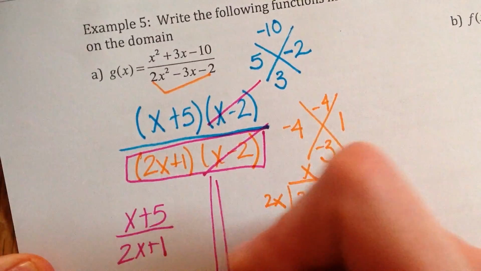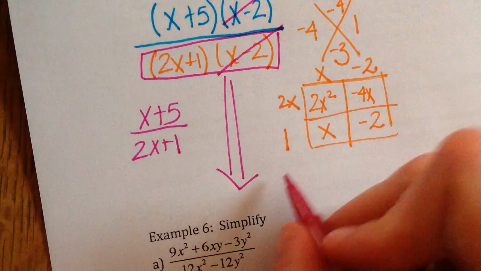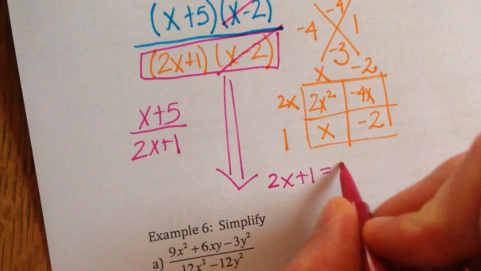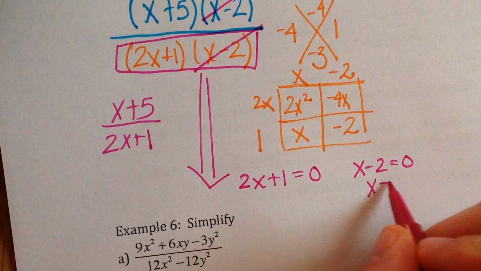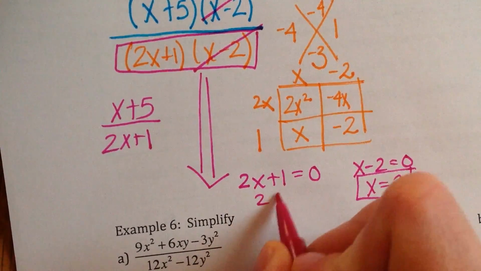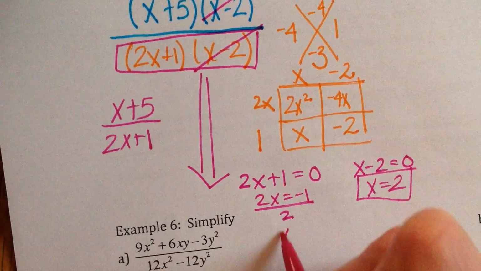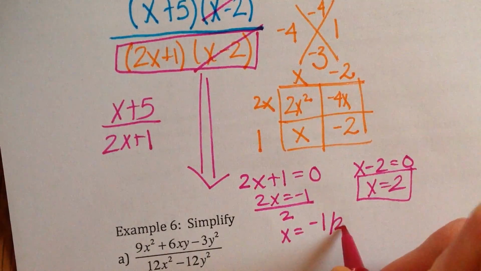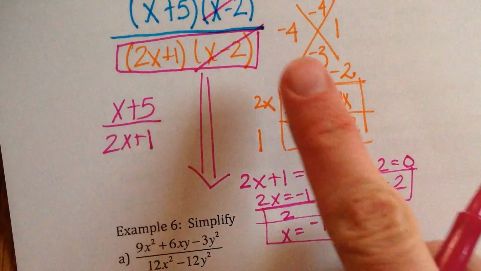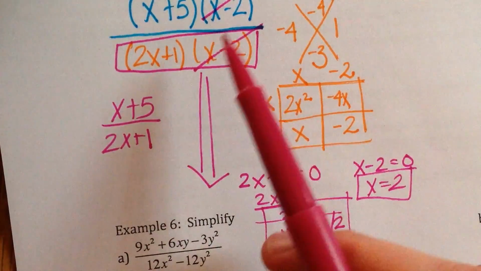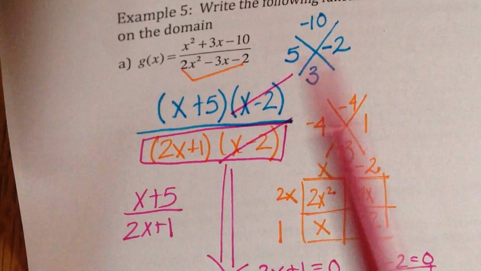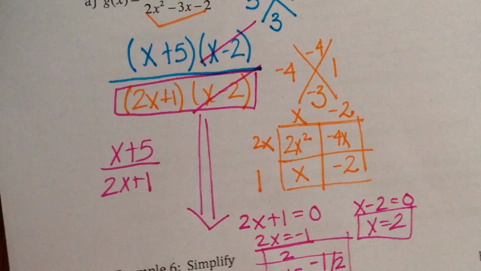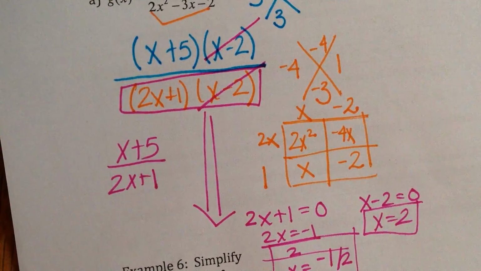So we're going to set our two expressions equal to 0 to solve. Where does 2x plus 1 equal 0? Where does x minus 2 equal 0? So here, x would equal 2. Here, 2x would equal negative 1 divided by 2. X equals negative 1/2. I have to go back to my original because even though I was able to cancel this out in the simplified form, if I were to put 2 back into the original problem, I would get an undefined function. So my domain is saying I can be anything but negative 1/2 and positive 2.